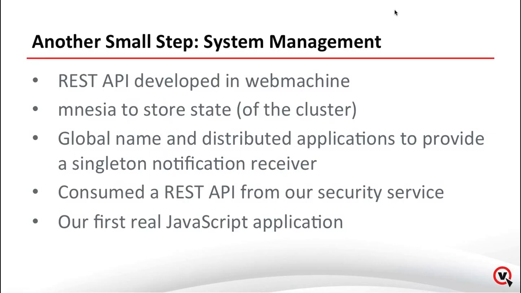Some other exciting developments on the Erlang front. In system management, we built our first distributed application using the application environment to tell the Erlang kernel how to manage distribution. We used a global name to help give us access to the distributed application gen server. And we also consumed a second REST API behind the scenes: our internal authorization and authentication service was consumed by the Erlang.